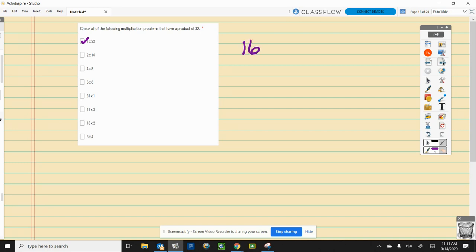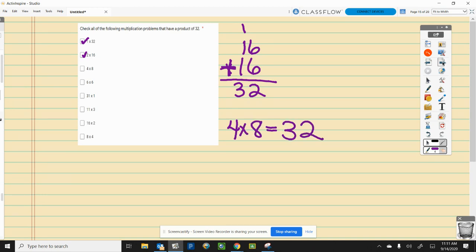If I don't know that in my head, I can take 2 and add it. 6 plus 6 is 12. Carry my 1. 1, 2, 3. Yes. But it's 4 times 8. 4 times 8 equals 32. So I'm going to mark that. 6 times 6. 31 times 1. 11 times 3. 16 times 2. And 8 times 4. Okay, I want you to go ahead and finish this out and mark your answers.